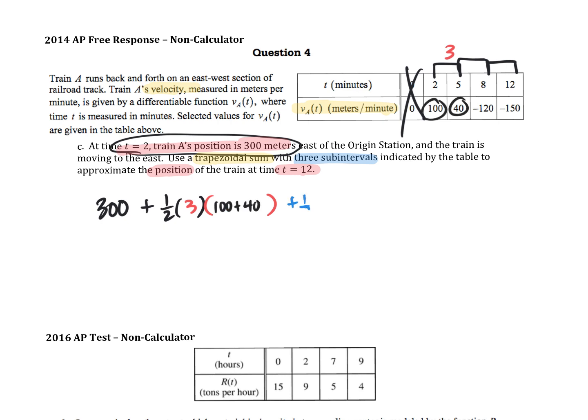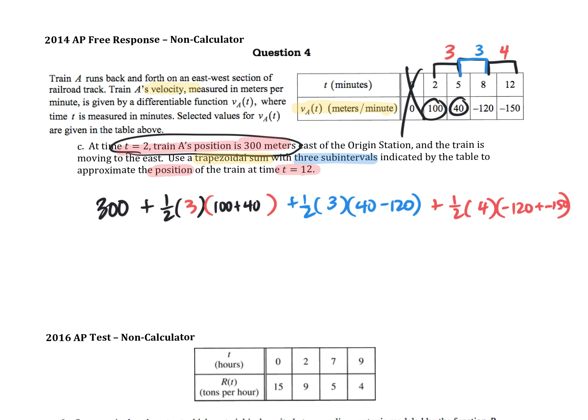My next trapezoid is 1/2 the height times the bases. My height is going to be between 5 and 8 is 3. The bases. 40 minus 120. Will this 40 be used again? Yes. So we're going to say, all right, we got 40. And then because they didn't ask for total distance traveled, we can keep it negative. Love it. And my last one, 1/2, what's the height there? 4. Good. The bases. Yeah, negative 120 minus 150 or plus negative. I dig it. Leave it there.